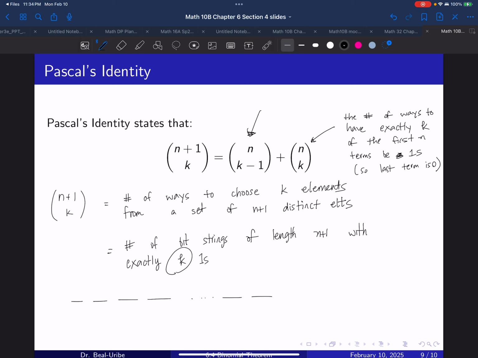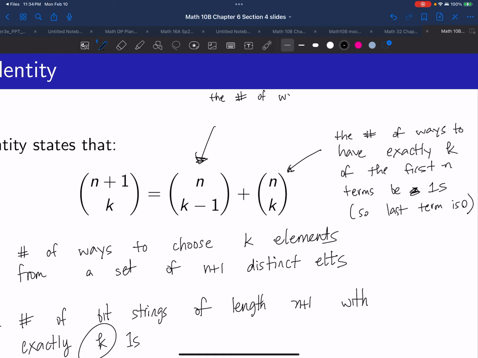Plus, this is going to be the number of ways to have exactly k minus 1 of the first n terms be 1s. So the last term is a 1. So we're using the addition rule.